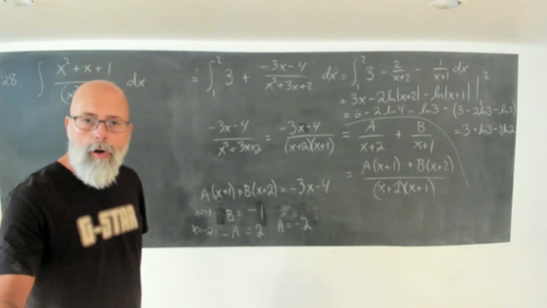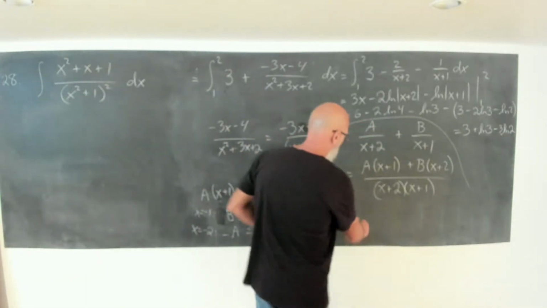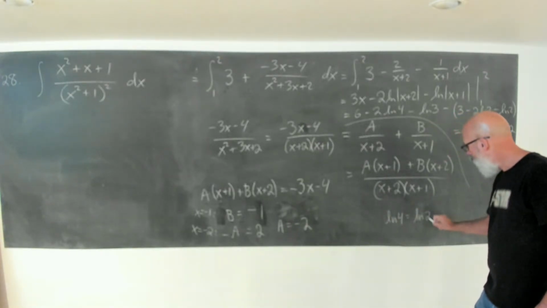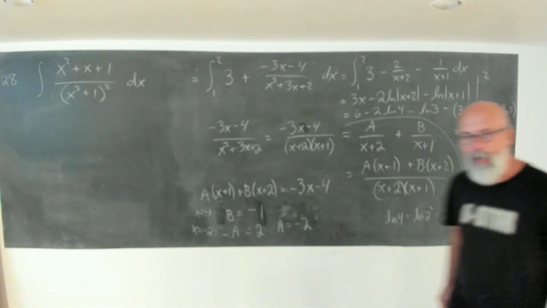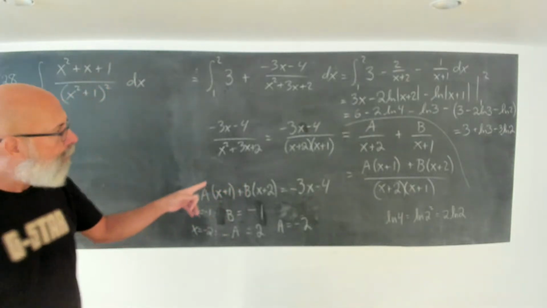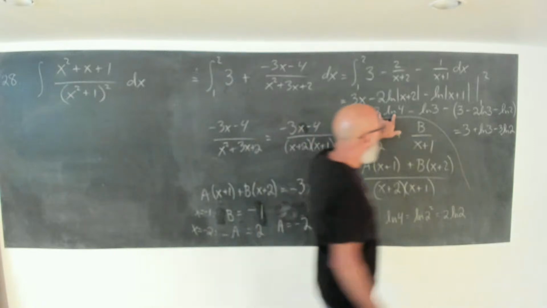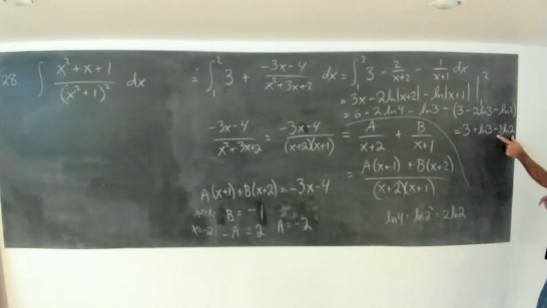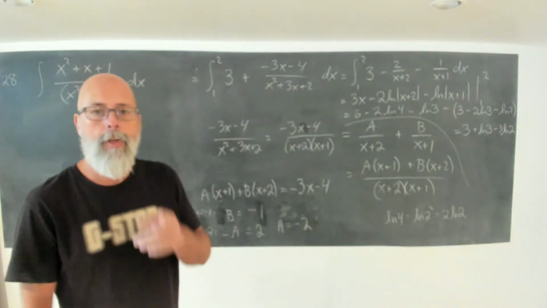What happened to the ln 4 in the last problem? Ln 4 is ln of 2 squared, which is 2 ln 2. By properties of the logarithm, you can bring the 2 down. So we get -4 ln 2 here. But we had a plus ln 2. So we get a -3 ln 2. Convinced?